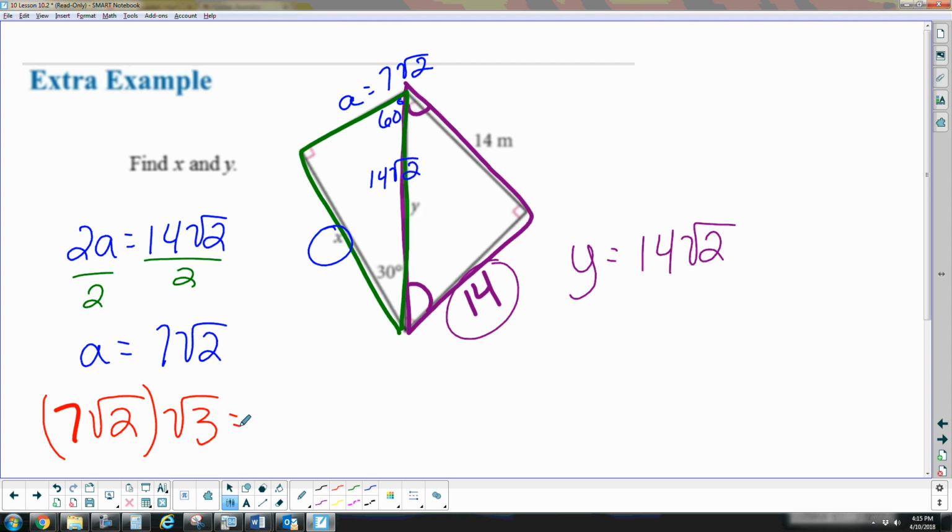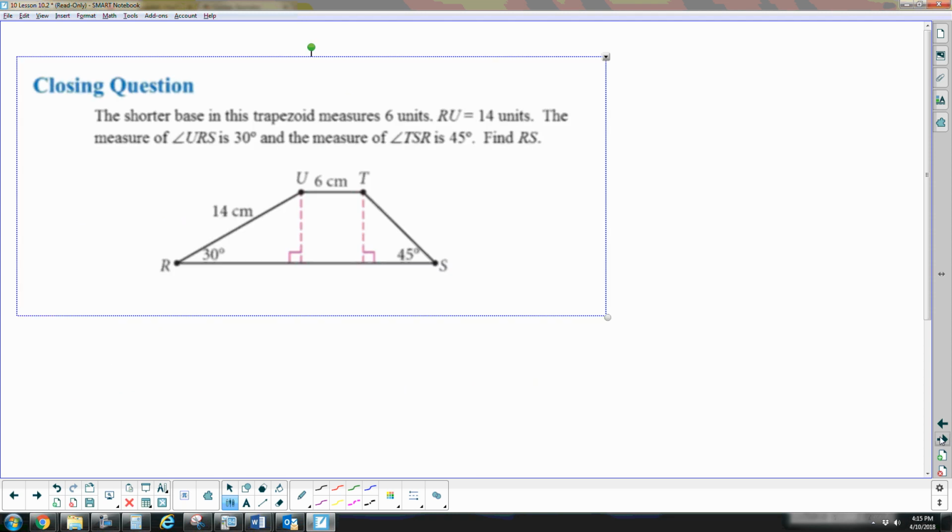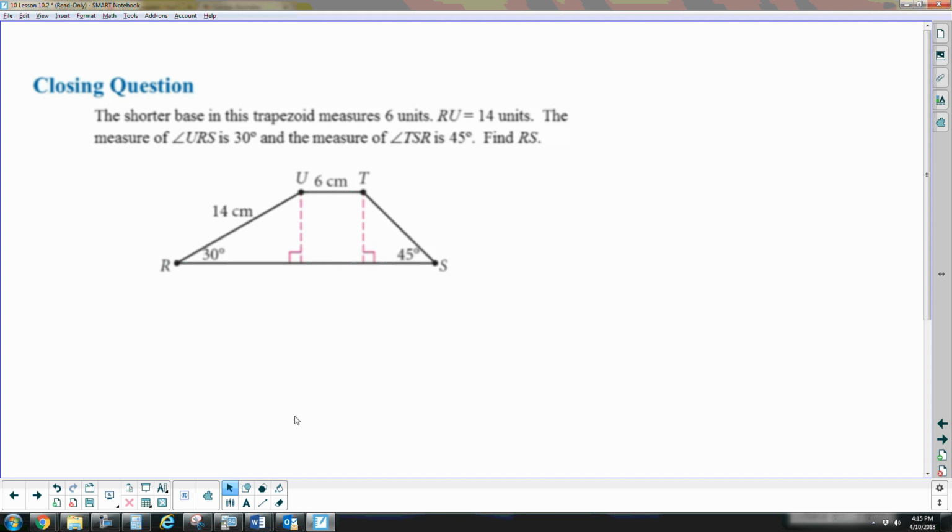Now, multiplication is commutative, so again, if you remember your properties of radicals, that's 7 times the square root of 2 times the square root of 3, which is 7 times the square root of 6. And that's in meters. So that deals with both the 30, 60, 90 and the 45, 45, 90. So let's look at one more that again deals with both of these triangles.